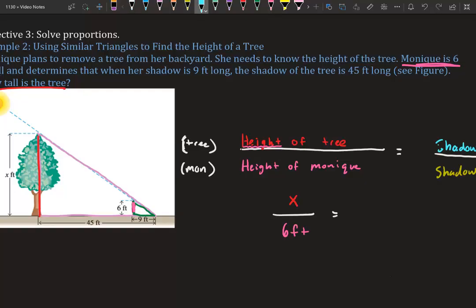Now we need the shadow of the tree. The shadow of the tree is right here, and it also says it. The shadow is 45 feet. And that's going to be over the shadow of Monique. Her shadow is 9 feet long. It's also right here.